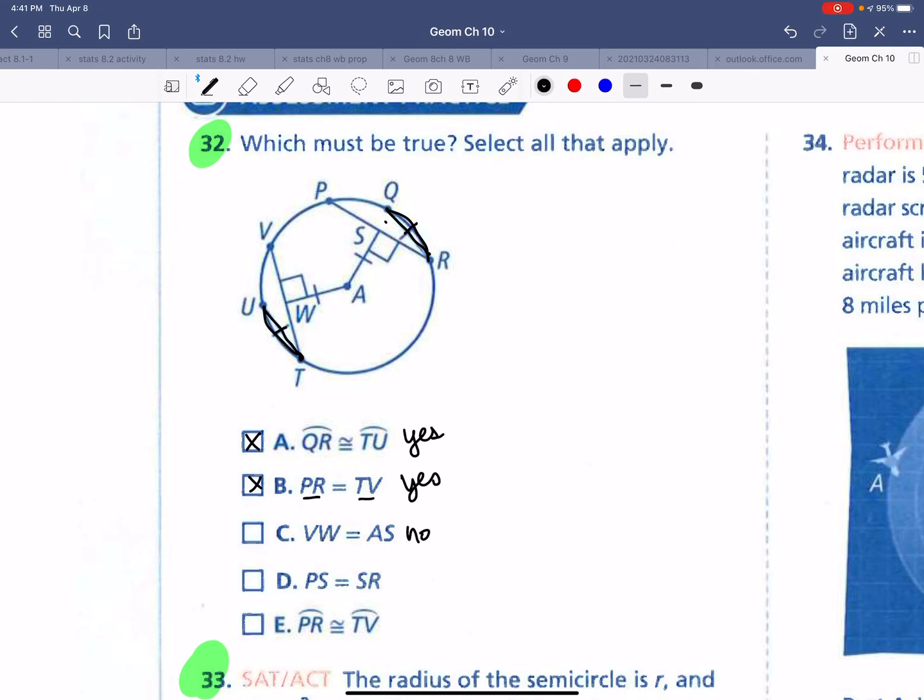Would PS equal SR? Yes, because those are perpendicular bisectors. And last, would arc PR be congruent to TV? Yes, because these chords are equal because they're the same distance, and if the chords are equal, then the arcs are equal. Yes.